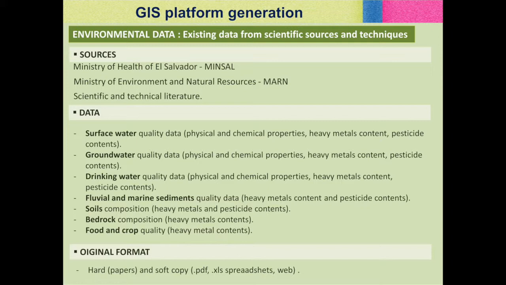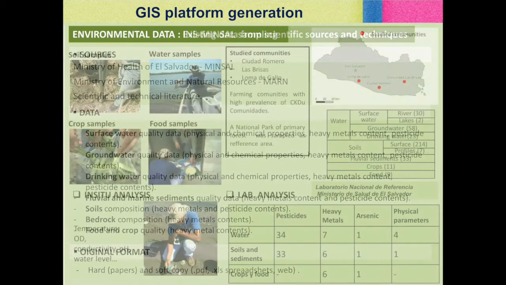First, we compiled environmental data from different institutions and from scientific and technical literature. These are data about water quality, fluvial and marine sediment quality, soil and bedrock composition, and about the presence of toxins in food and crops. These data were originally in books, institutional reports, scientific papers, or web documents.